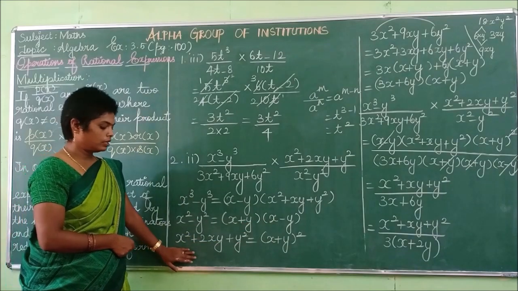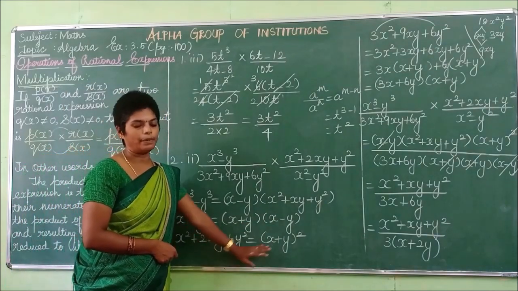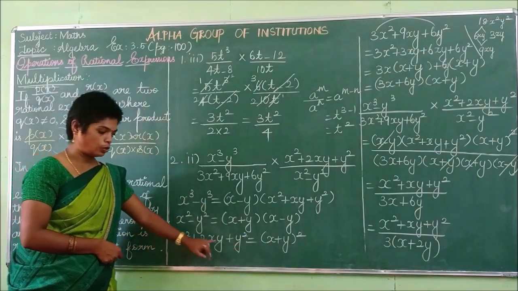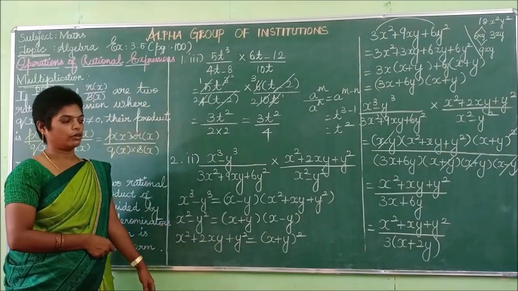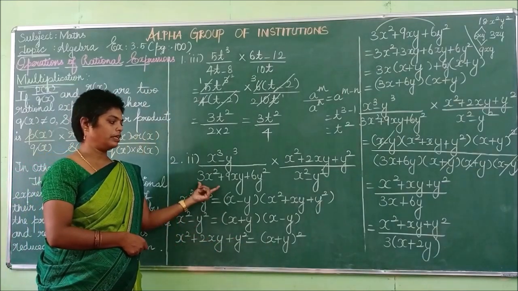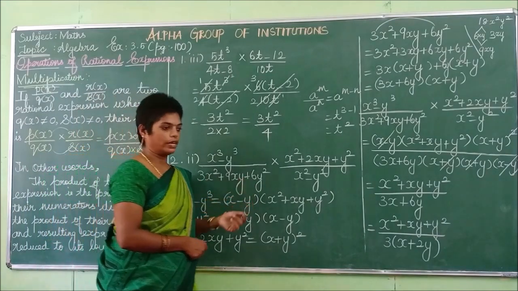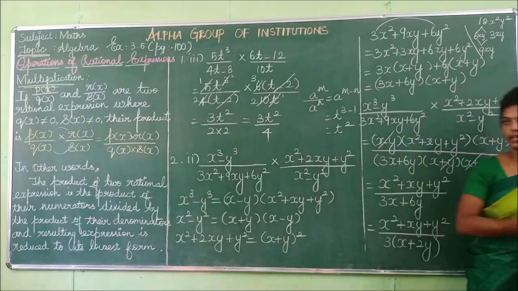Then listen, x squared plus 2xy plus y squared is the formula for x plus y the whole squared. So x squared plus 2xy plus y squared is in the form of x plus y the whole squared. What is the balance term? The remaining term is this only: 3x squared plus 9xy plus 6y squared. So listen here. You can take that term and write it as.